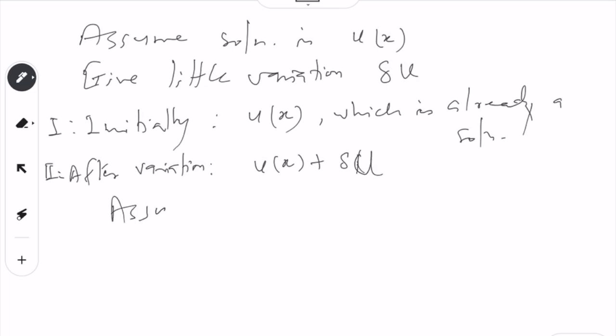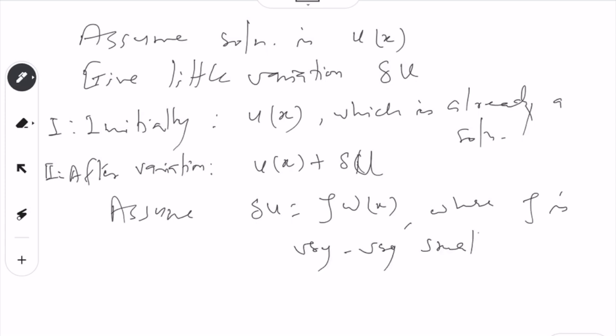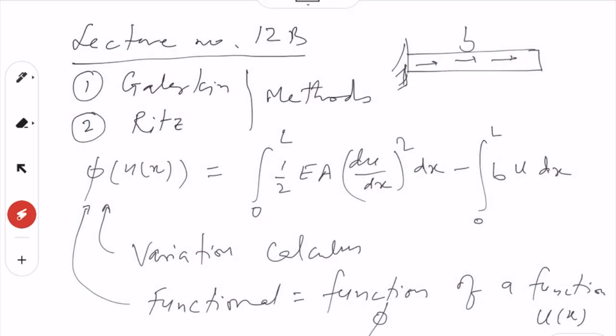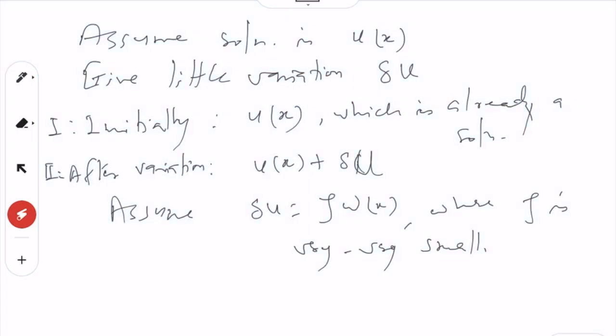Now, we will assume delta u equal to zeta times w(x), where zeta is very small. We can write that since phi is a functional, which is a function of a function, there will be a variation in the function itself, and the function is u(x).